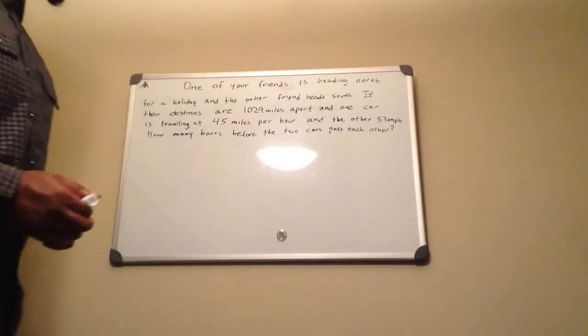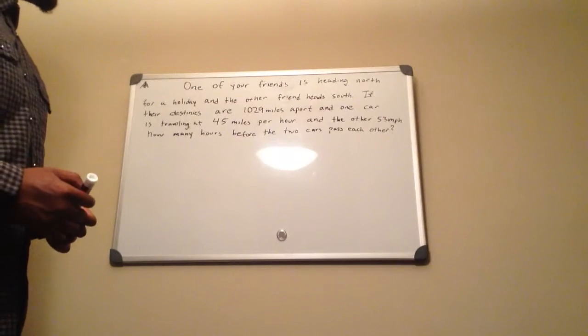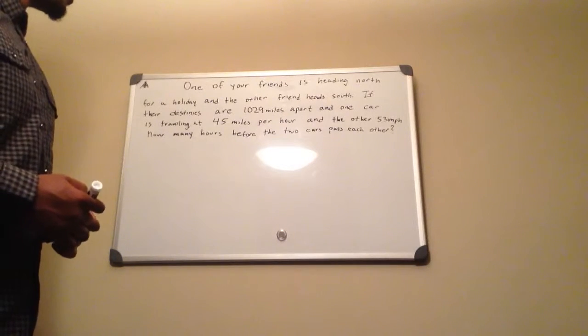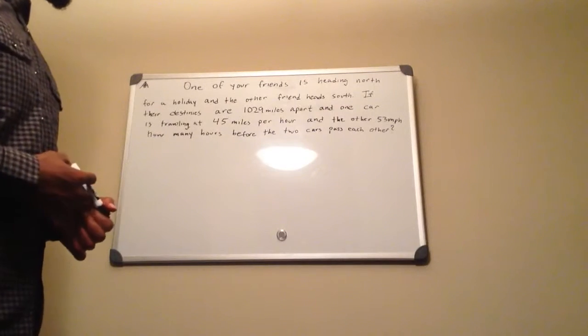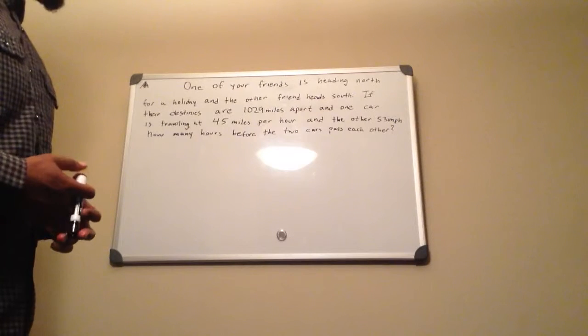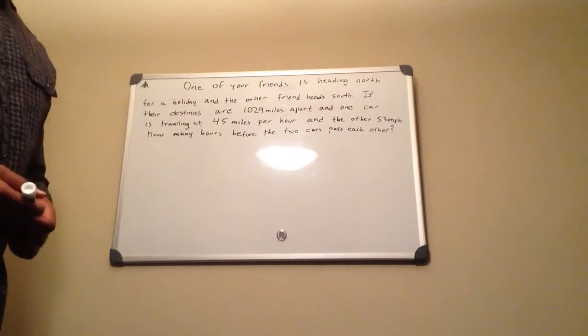So the problem reads, one of your friends is heading north for a holiday and the other friend heads south. Their destinations are 1,029 miles apart and one car is traveling at 45 miles per hour and the other at 53 miles per hour. How many hours before the two cars pass each other?